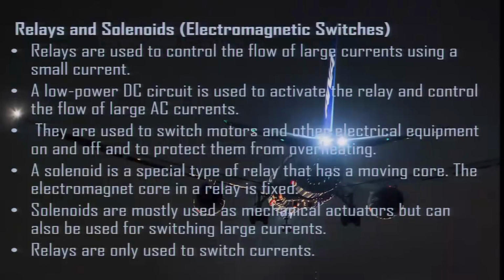A solenoid is a special type of relay that has a moving core. The electromagnet core in a relay is fixed, while in a solenoid the core is moving. Solenoids are mostly used as mechanical actuators, but can also be used for switching large currents. Relays are only used to switch currents.